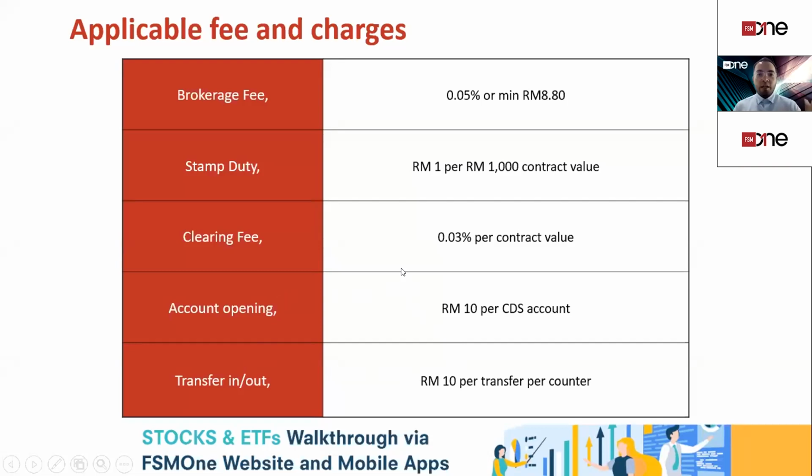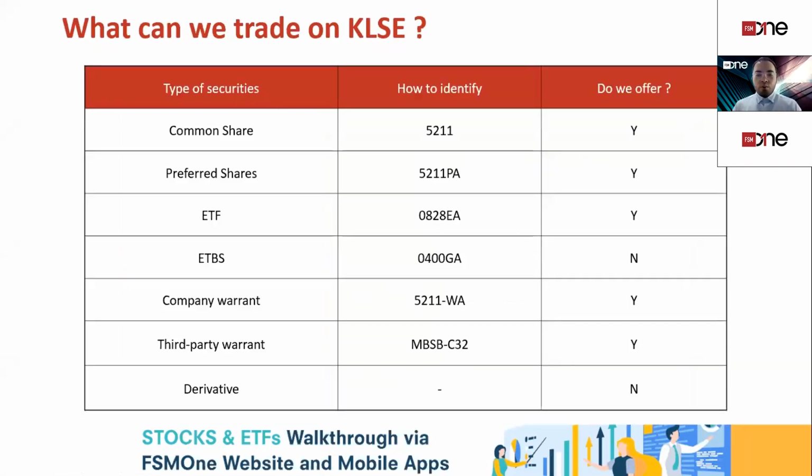This is very straightforward. I believe all of you, if you have been involved in stock trading before, should have known by now. Okay, and then we move on to what the FSM1 stock trading platform offers. Okay, these are the securities that are tradable in Malaysia Bursa market. But then, if you can see on the right column here, we offer all except the ETFs, exchange traded bonds, and also the derivatives such as the futures, for example, CPO. The rest of it, common shares, preferred shares, normal ETF, company warrant, and third-party warrants are all available.